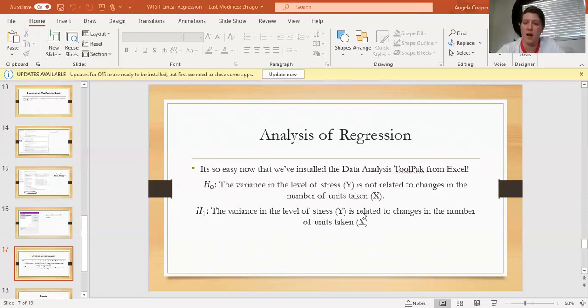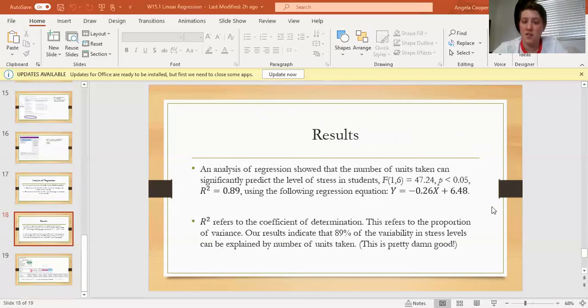And the alternative hypothesis is, of course, saying the opposite, as it always does. The variance in the level of stress or sanity is related to changes in the level of units taken. So that's saying, hey, you can use units to predict your stress or your sanity levels. There is a relationship here, and the changes in one are related to changes in the other.